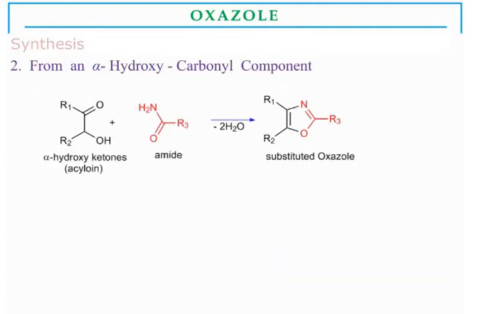Another method of preparation of oxazole is from alpha hydroxycarbonyl compounds. Alpha hydroxyketones, which are commonly known as acyloins, react with amide. After dehydration, substituted oxazole is obtained. This is another method for the synthesis of oxazoles from alpha hydroxyketones and amide.